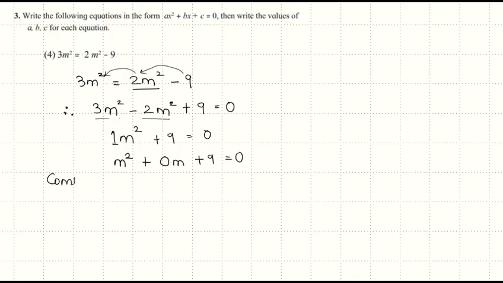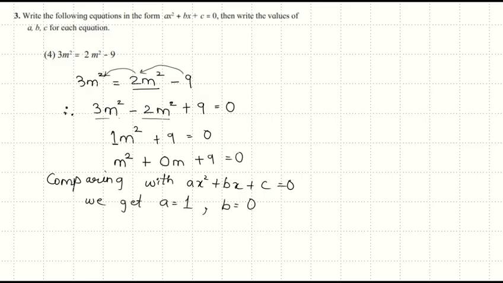So comparing this with ax square plus bx plus c is equal to 0, we get a is equal to 1, b is equal to 0, and c is equal to 9. And the required equation is m square plus 0m plus 9 is equal to 0.